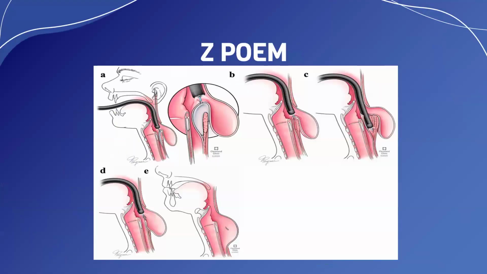As you can see over here, this is the Z-POEM, wherein under general anesthesia with the endotracheal intubation, the endoscope will be positioned under direct vision to expose the diverticular septum, and initially at about 3 centimeters proximal to the septum, the incision will be made and a submucosal tunnel will be performed, following which the division of septum between the esophagus and the diverticulum is done.